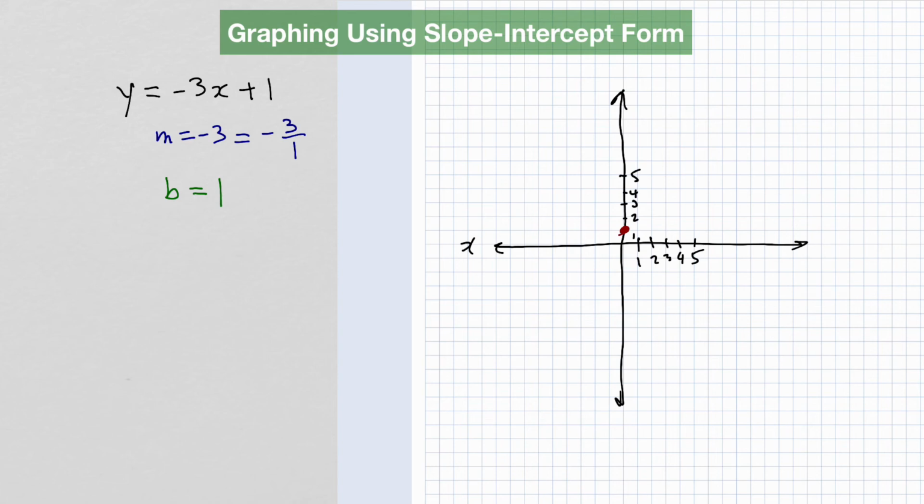So we're going to put a dot there. Now our slope is a negative slope. So now we're going to rise 3, okay, 1, 2, 3, but we're going to go to the left this time, 1 space. So that puts us right here. So we'll put a dot right there.